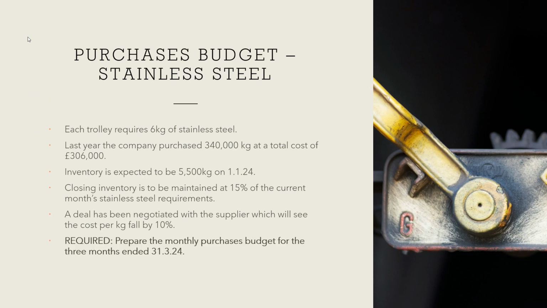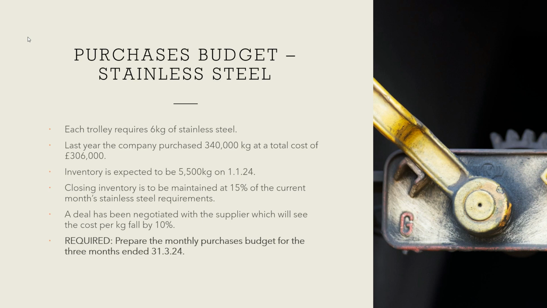Okay, what we've got to do then is prepare the monthly purchases budget for the 3 months ended 31st of March 2024. Now, this is going to be based initially on the production budget. So if we know how many units we want to produce and the fact that each one takes 6 kilos of stainless steel, we'll be able to work out how much raw material we're going to get through each month. But we also need to adjust it for opening and closing inventory levels.